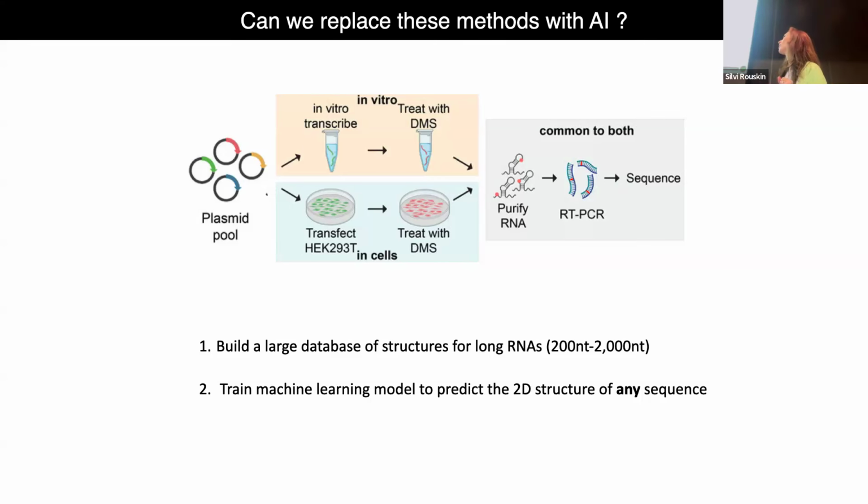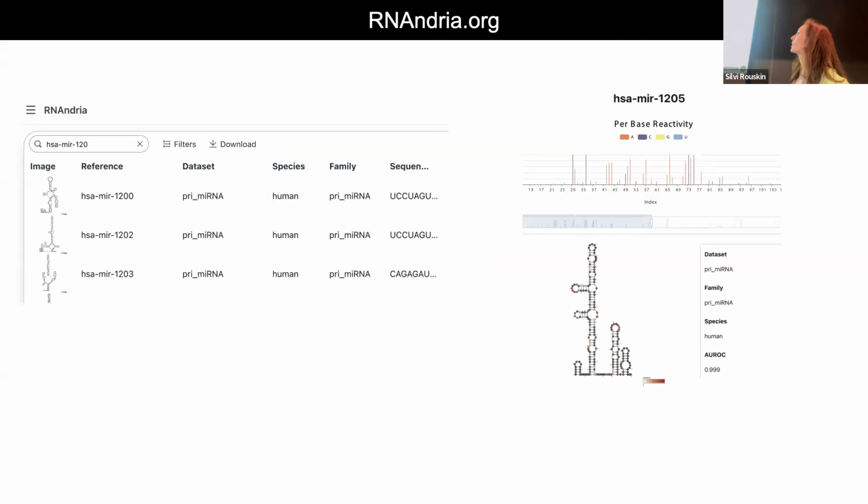And we wanted to focus on long sequences because, well, it's not clear, but my hunch is that it's really important to look at long sequences, and they have different thermodynamics than the short ones. I can talk a lot more about this if you're interested. But the basic idea is let's collect all our data and then train a machine learning model to predict the 2D structure. So that's how we started making this database called rnandria.org.